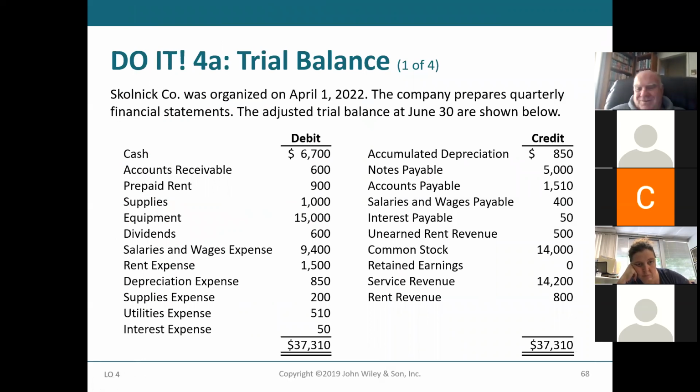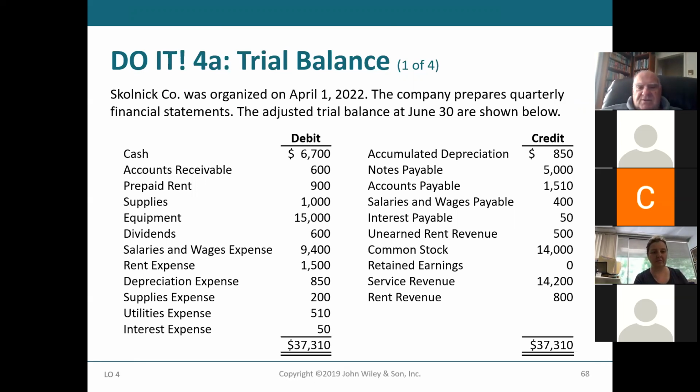Skolnick Corporation was organized on April 1st, 2022. The company prepares quarterly financial statements. The adjusted trial balance at June 30th is shown below. Okay. So they're giving you the trial balance, but they're not giving it to you in order. They're mixing it all up. Oh my goodness, they're making this so hard.